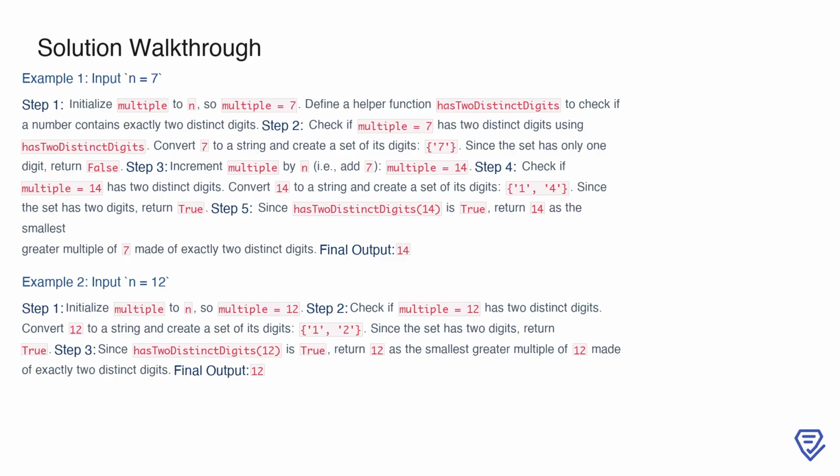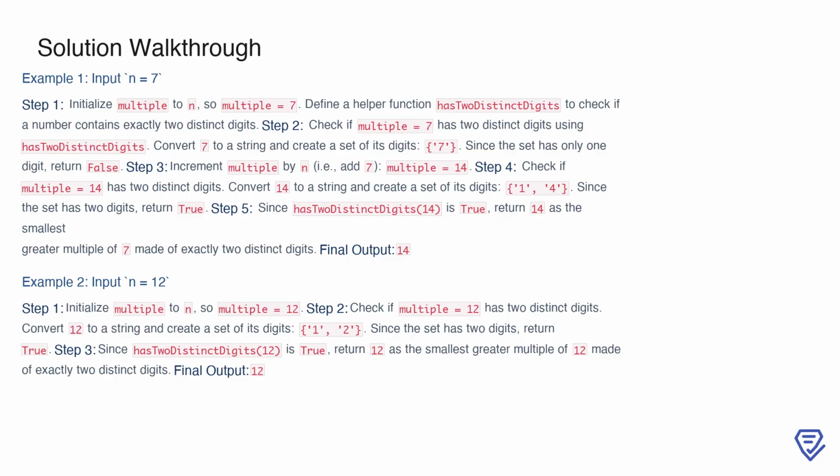Checking 14 with the helper function, we find that converting it to a string and creating a set of its digits gives 1, 4, which contains 2 distinct digits. This satisfies the condition, so the function returns true and we conclude that 14 is the smallest multiple of 7 made up of exactly 2 distinct digits. The output for this example is 14.